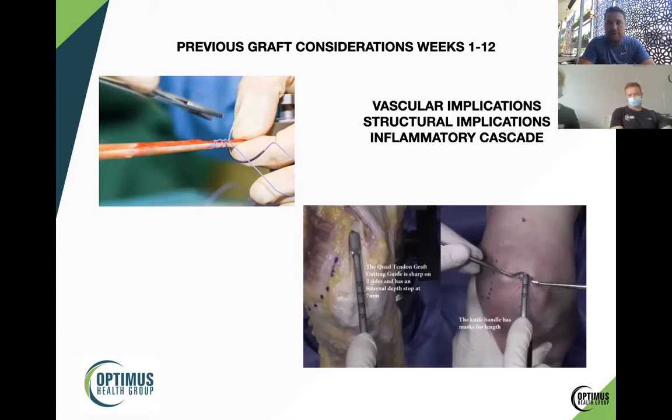The graft considerations, vascular implications, structural, that inflammatory cascade, and the pre-reading of that inflammatory cascade is super important to understand all of that before we go into this. Now, that inflammatory cascade pre-reading, I'll make sure that there's a link in the comments or in the description of the video. But effectively what that inflammatory cascade goes through is understanding from a physiological level what happens to different structures, bones, muscles, mainly bone, in an ACL repair.